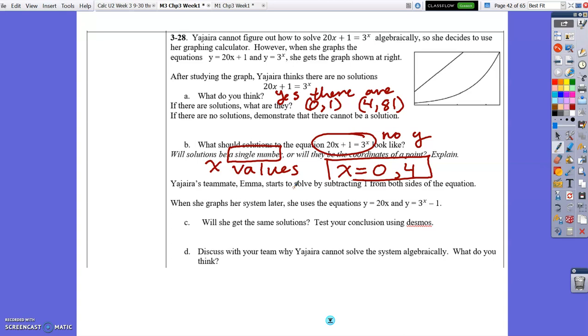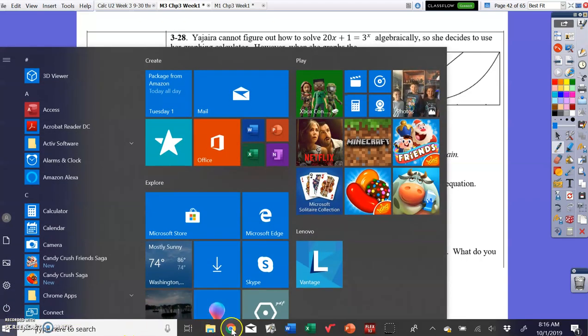But Yahara's teammate, Emma, started by subtracting 1 from both sides of the equation. When she graphs her system later, she uses these two equations. Will she get the same solutions? What do you think? Should it matter that she subtracted 1? I think so, but let's decide. Write your conclusion down, and then we'll go back to Desmos. Test our set using Desmos.